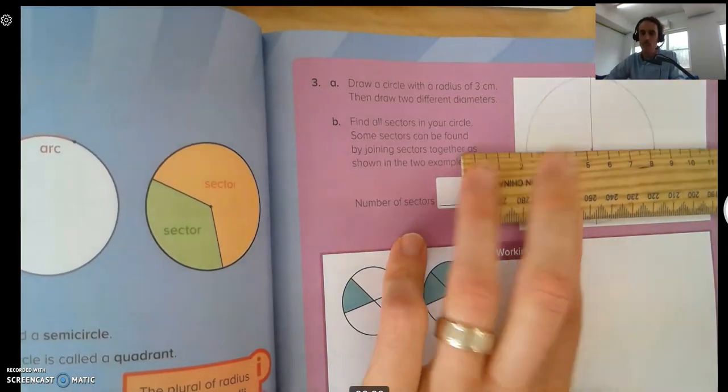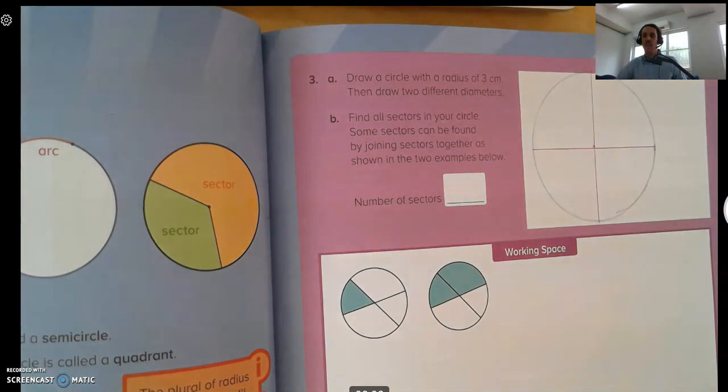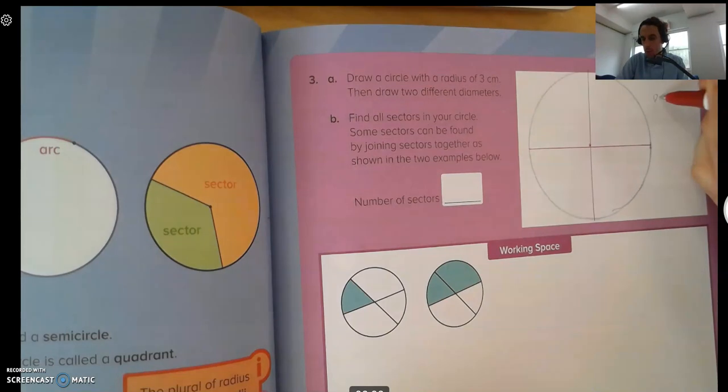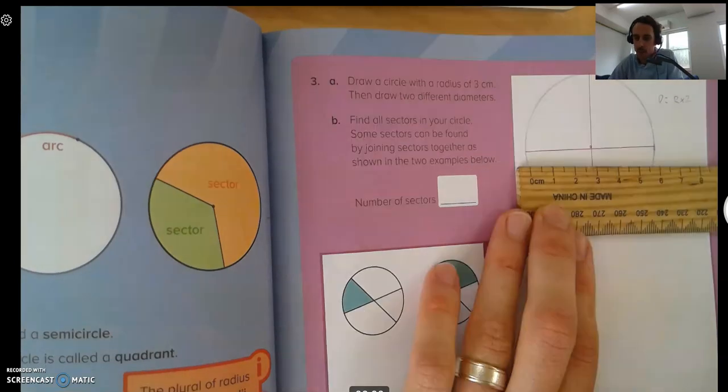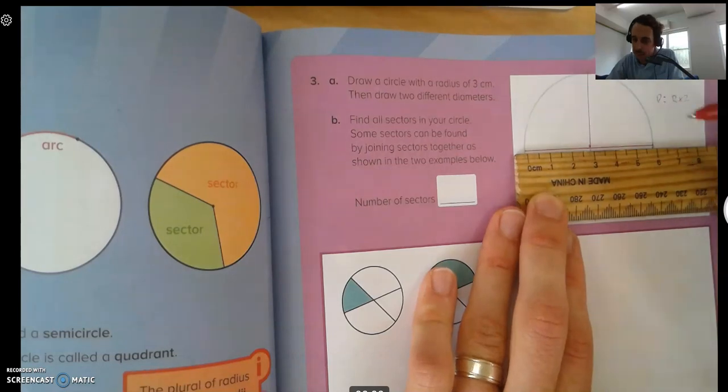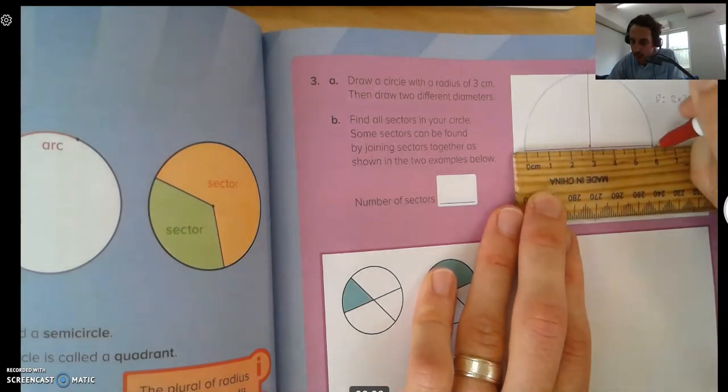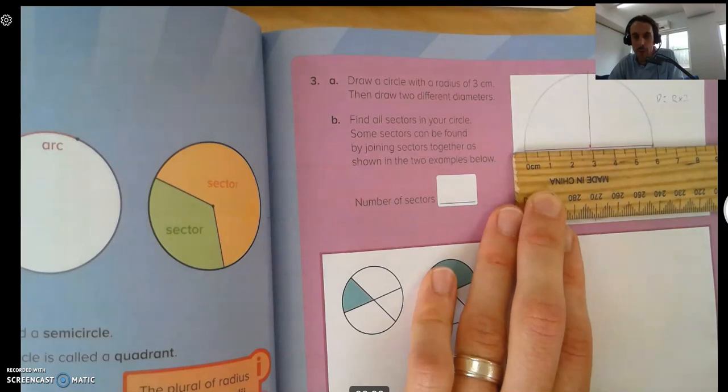A really good way to check to see if the diameter you've drawn is equal is your diameter should equal the radius times 2. So it should be double the radius. The radius we measured was 3 centimeters, so that means this diameter should be 6 centimeters. And you can see that clearly marked on that ruler there from 0 to 6.